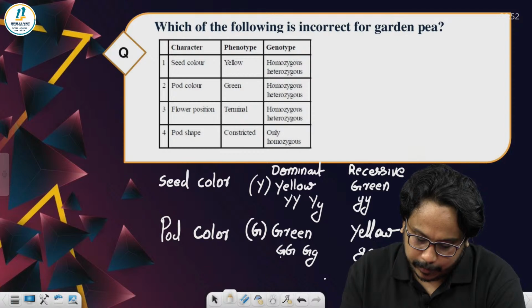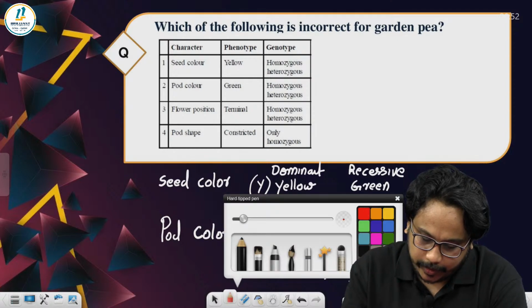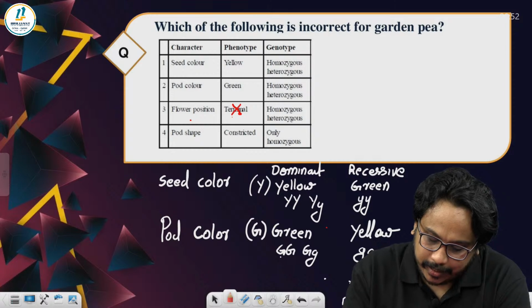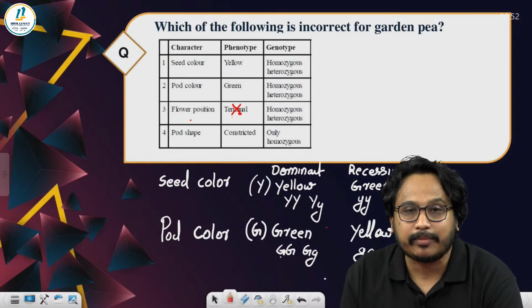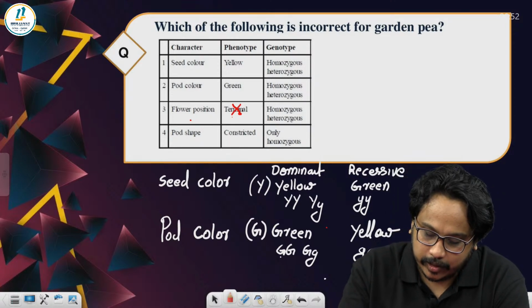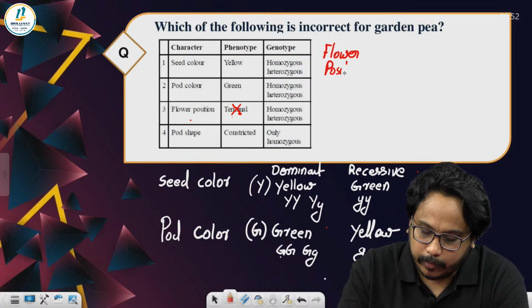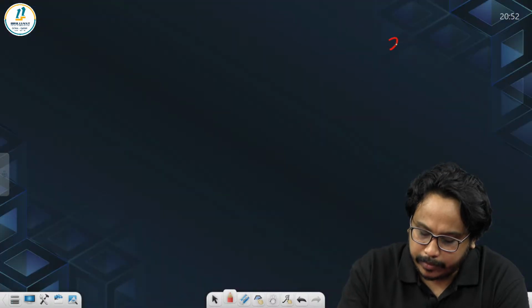Now coming to flower position. Flower position, you can see, is given as terminal. Actually, terminal is homozygous only because terminal is a recessive character. So for flower position, the dominant character will be axial. Flower position, dominant will be axial.